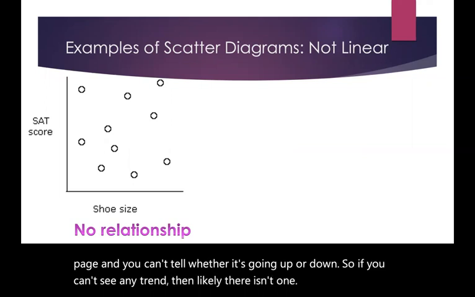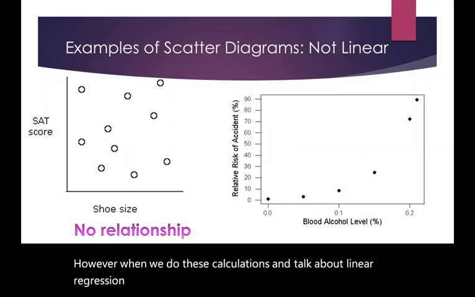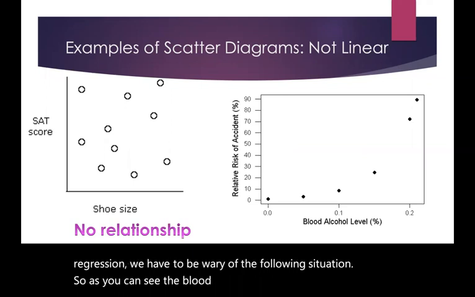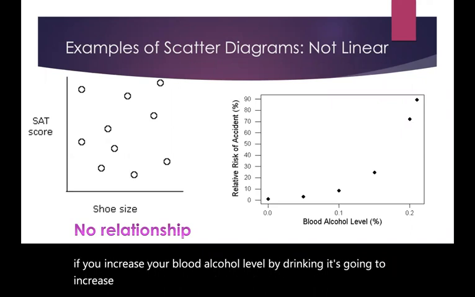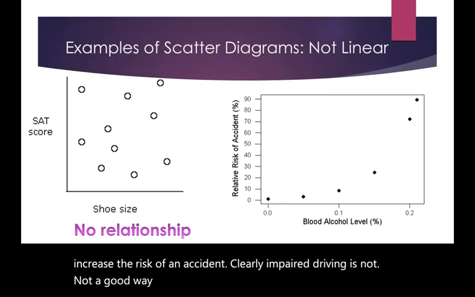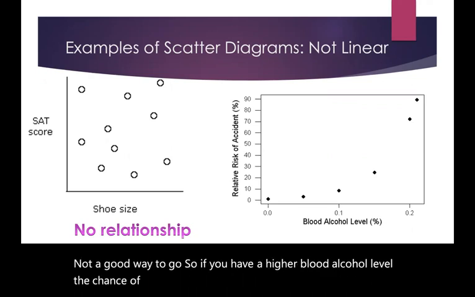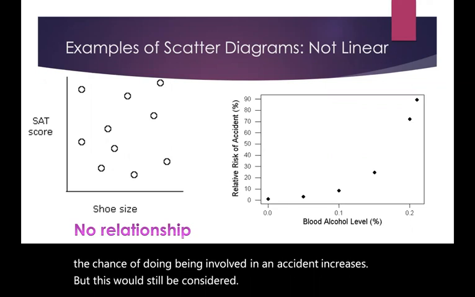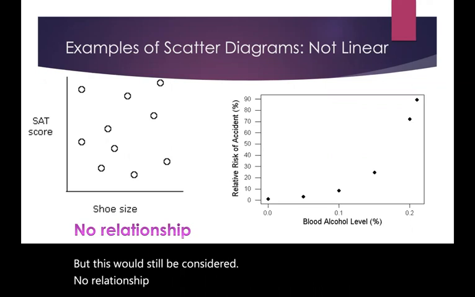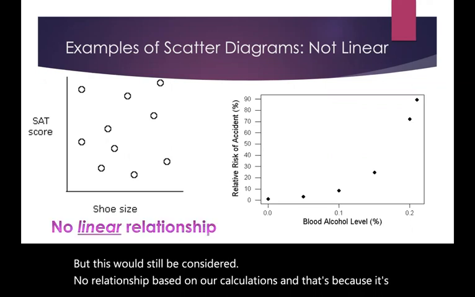However, when we do these calculations and talk about linear regression, we have to be wary of the following situation. As you can see, if you increase your blood alcohol level by drinking, it's going to increase the risk of an accident. Clearly impaired driving is not a good way to go. If you have a higher blood alcohol level, the chance of being involved in an accident increases. But this would still be considered no relationship based on our calculations, and that's because it's not a linear relationship.